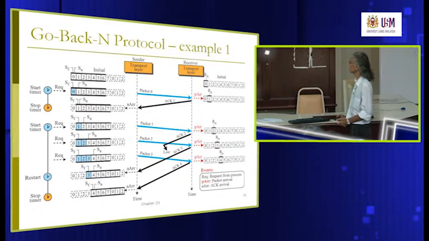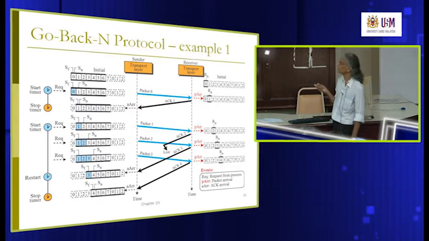After that, once the acknowledgement for packet 4 arrives, it means that all packets up to packet 3 have been received correctly, and we have sent packet 3 just now, so the sliding window will shift one position to the right at the beginning of the packet number. All right? That's how it works.